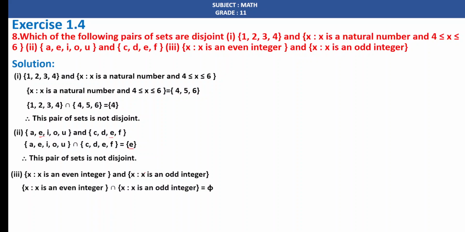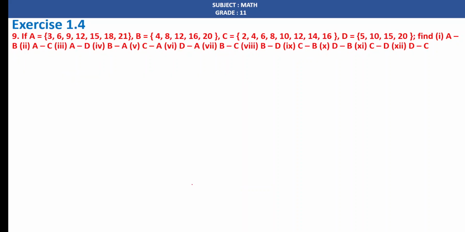For the third pair, there is no common element between the even integers and the odd integers, odd numbers and even numbers. Therefore, this set has no common element. Therefore, this pair of sets is disjoint.